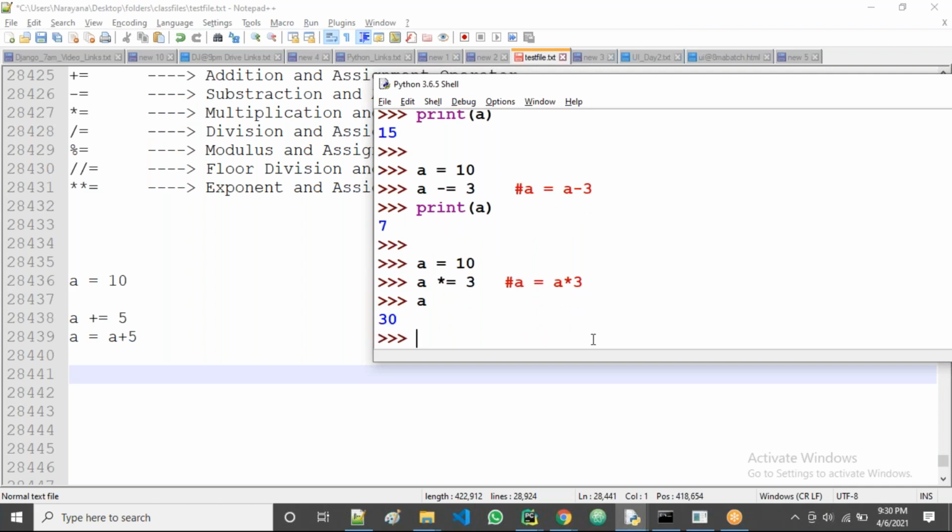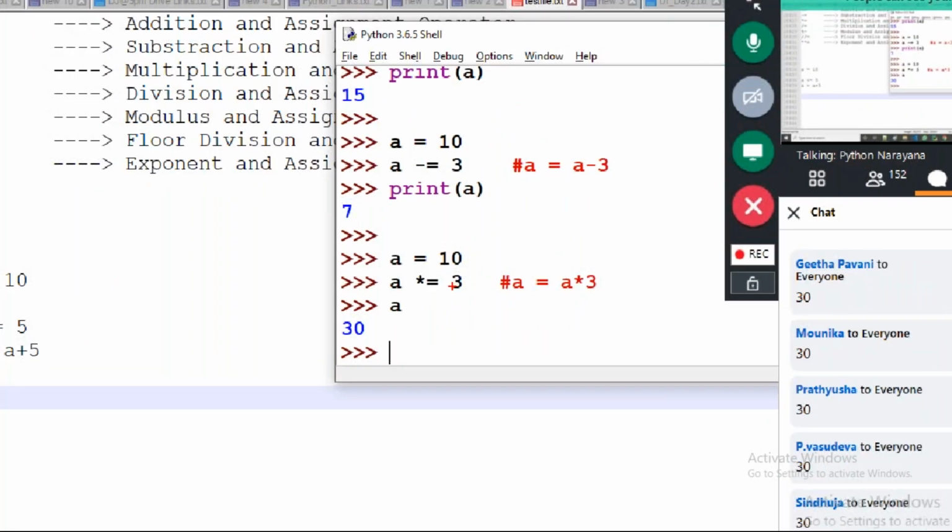Now all of you observe, in Python to see the value of a variable, we can use print of the variable name, or simply take the variable and press enter. Both are the same. It means the print function is optional while working with variables.